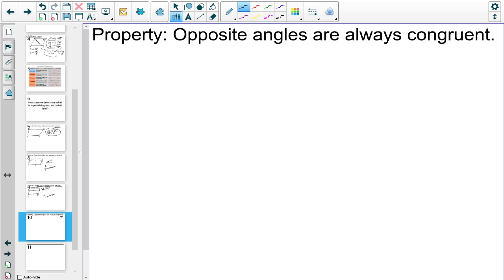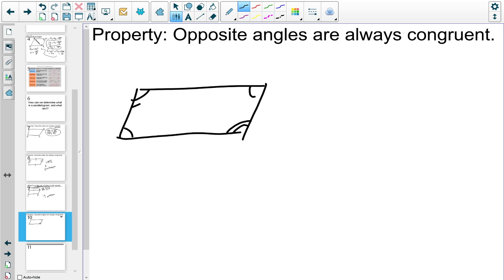Moving on, we have a property that says opposite angles are always congruent. So if you had a parallelogram like this, and you have this angle and this angle congruent, and this angle and this angle congruent, and your buddy says, well, here's this quadrilateral, is it a parallelogram? And you say, well, I know that parallelograms have opposite angles that are always congruent, and this quadrilateral does in fact have sets of opposite angles that are congruent. So yes, it is a parallelogram.